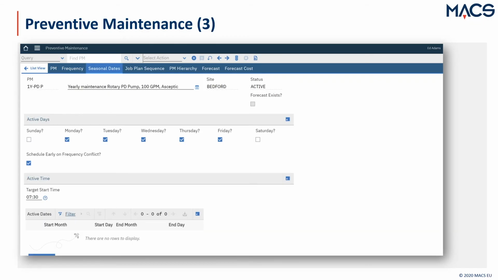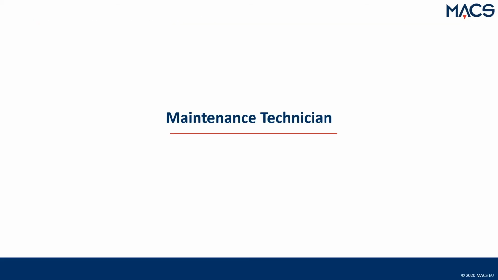And also I can work with some seasonal dates, so I only want to do this, for example, on a Monday till Friday and not on Sundays and Saturdays. Or I have a particular start date, so I don't want to do this in summer months or in winter months. Then I can select that here actually. And of course, also part of the work management would be the maintenance technician.